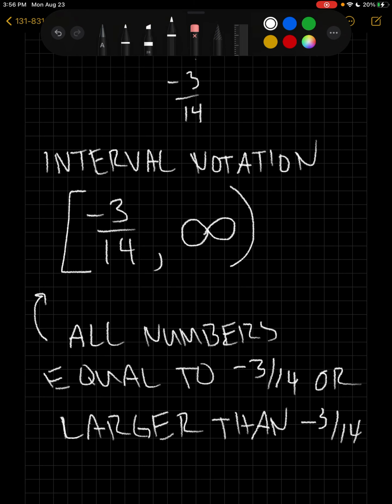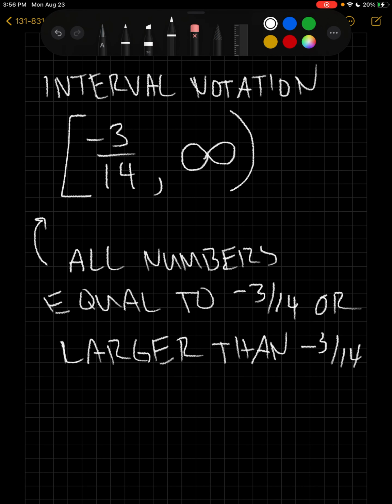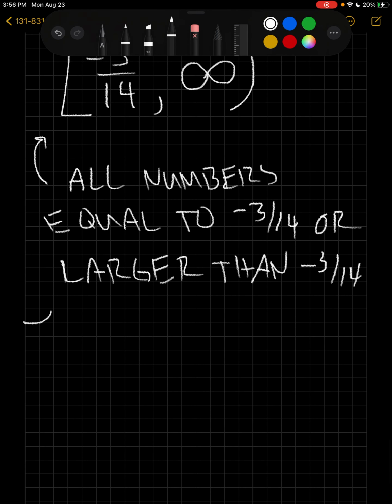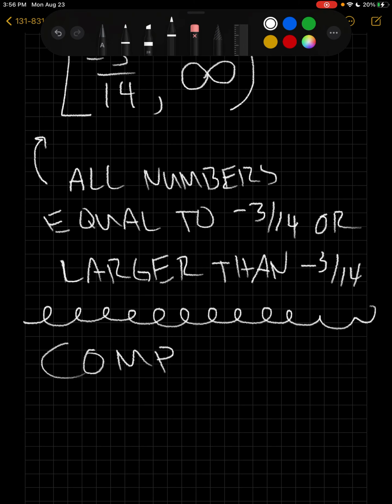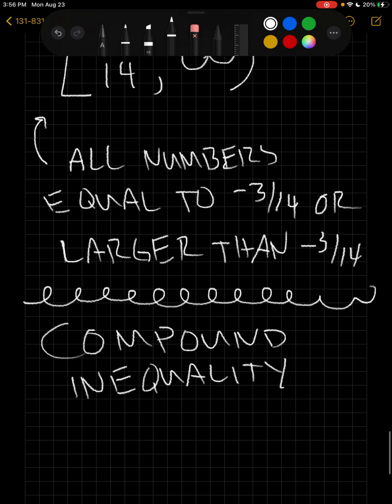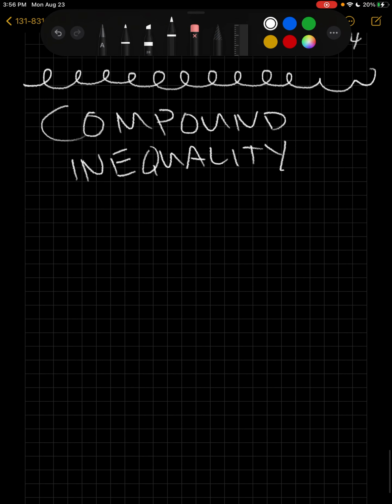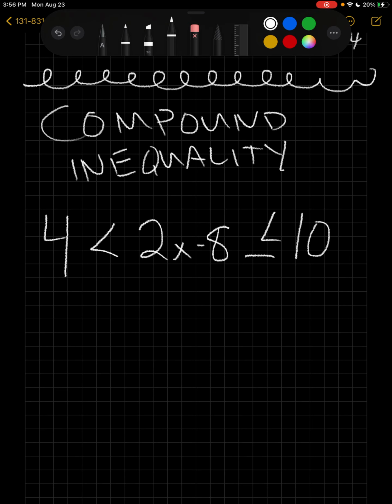All right, so what we've done is we've worked through some interval notation and we've talked about how to solve these type of things. I want to show you a really interesting kind of inequality. This is called a compound inequality. So in a compound inequality, you have two inequality symbols. 4 is less than 2x minus 8 is less than or equal to 10.